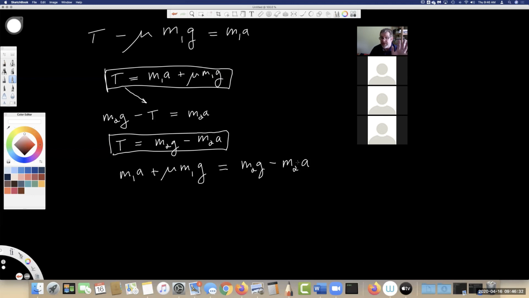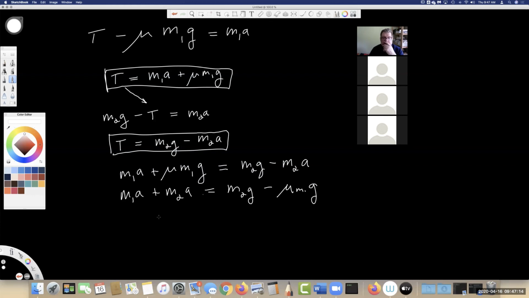Well, it's the same rules of algebra as always. I want to get my variable by itself on one side of the equation. I have an m1a over here and an m2a over here. I want to get them together. So I'll add this m2a over to this side of the equation. At the same time, I'll take this mu m1g and subtract it to the other side of the equation. So that m1a plus m2a is equal to m2g minus mu, oops, my m1's small. It really does look terrible, but that's the first real mistake, I feel like, mu m1g.